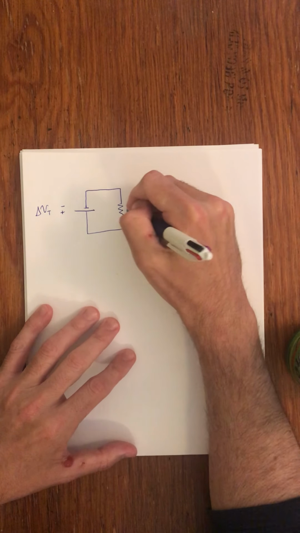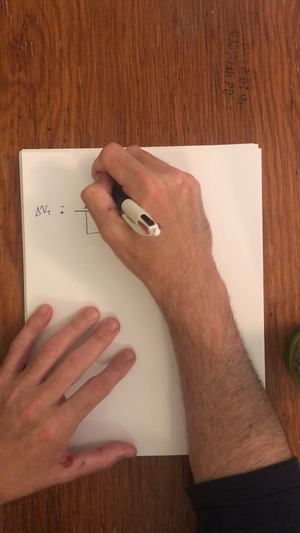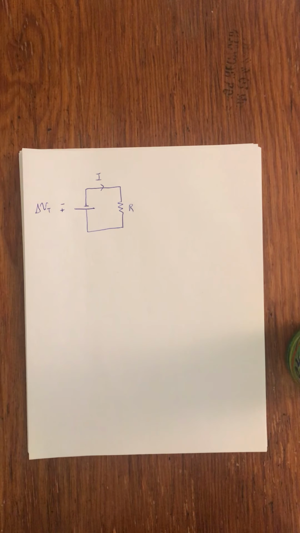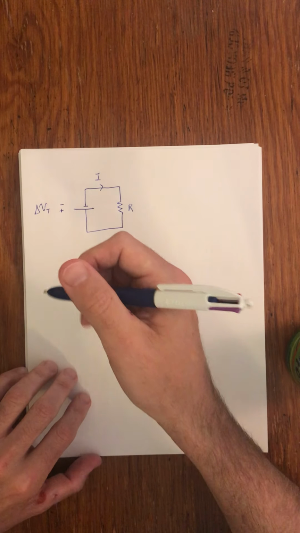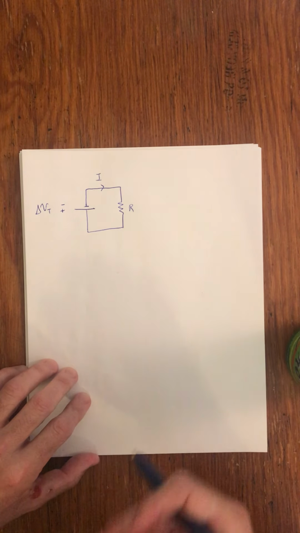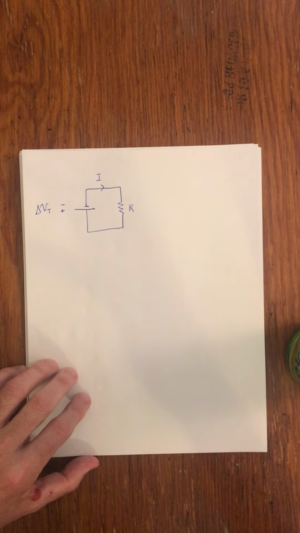Delta V_T, R, and I know there's my current I. So what we're going to do here is we're going to learn the last major concept in circuits. We've got a couple of concepts here. We've got the concept of current, what is it? The concept of potential difference, and what is it? The concept of resistance, and what is it?